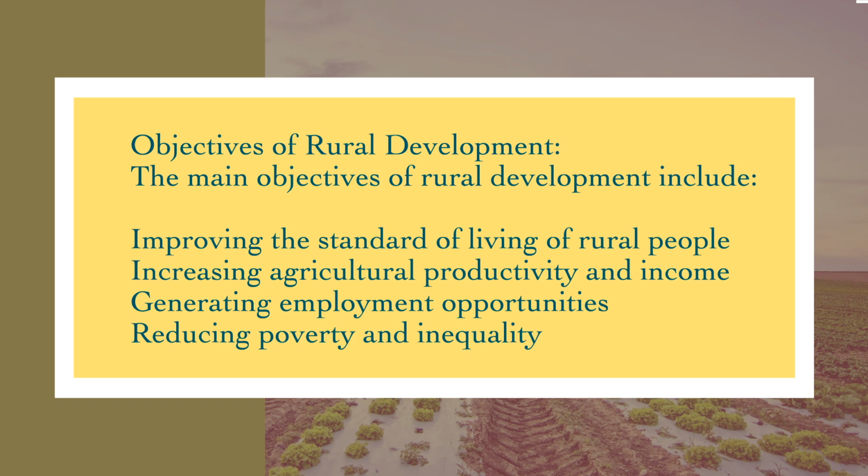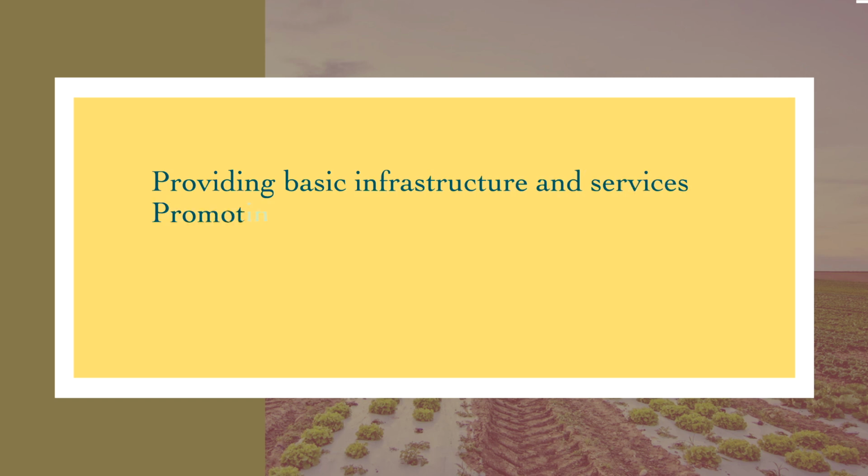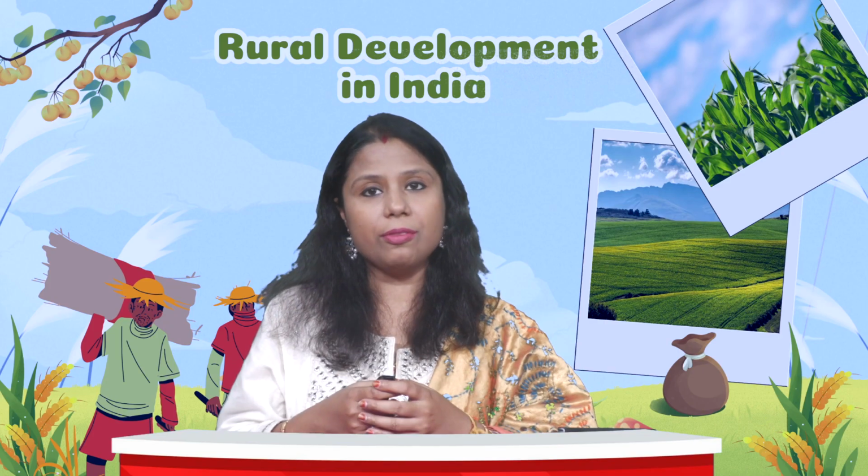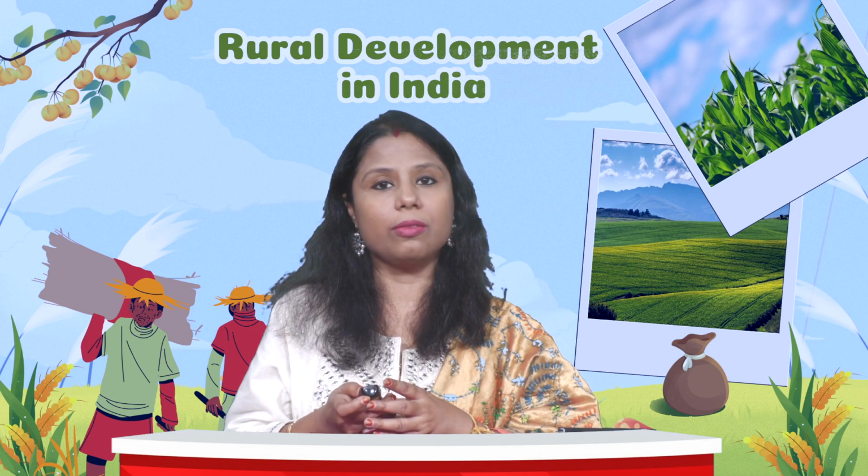Then, increasing agricultural productivity and income is another objective of rural development. Then generating employment, reducing poverty and inequality, providing basic infrastructure and services, and also providing social equity and gender equality, encouraging community participation, and finally also ensuring sustainable use of natural resources. So these are, in brief, the objectives of rural development.